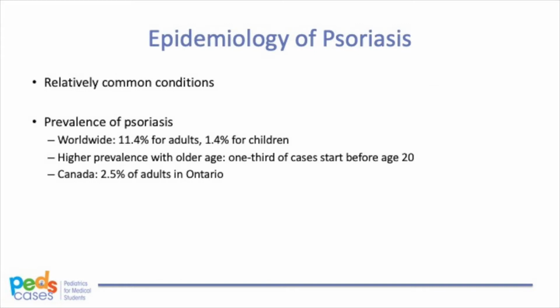Before answering the question, let's review the epidemiology and risk factors of psoriasis. In terms of epidemiology, psoriasis is a relatively common condition. Global estimates for the prevalence of psoriasis range from 0.51% to 11.4% for adults, and 0% to 1.37% for children. There's an increase in prevalence with age, and it is estimated that 1/3 of cases manifest before the age of 20. In Canada, psoriasis was found to affect 2.5% of adults in Ontario.